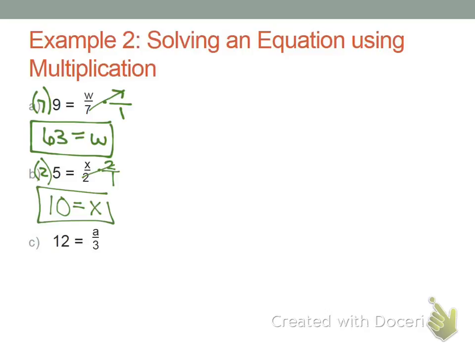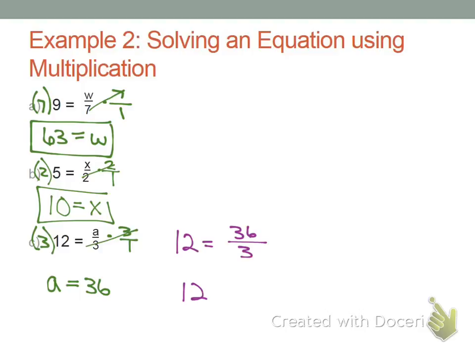All right, what about C? I want you to solve and check it. Don't forget to check it. Your homework's going to call for you to check it. What do I multiply both sides by? 3, or 3/1. Multiply 12 by 3, and what do you get? 36. A equals 36. And I can check my answer by plugging it back into the original. 12 equals 36/3. And yes, 12 equals 12. So it checks out.